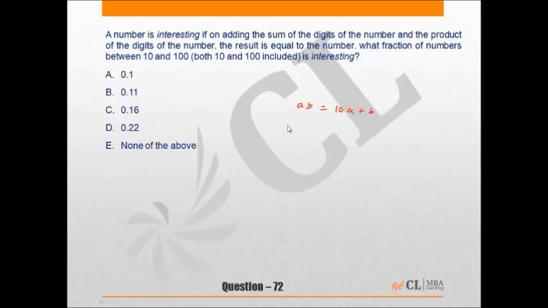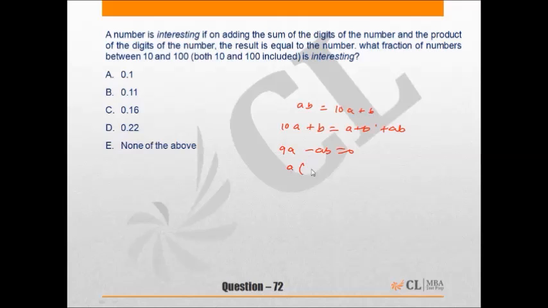As per the given condition, for a number to be interesting, 10A plus B will have to be equal to A plus B plus A into B, that is the sum of the digits plus the product of the digits. And we have to find what fraction of numbers between 10 and 100, including both, is interesting. So as per the given condition, we will get 9A minus AB equals 0.